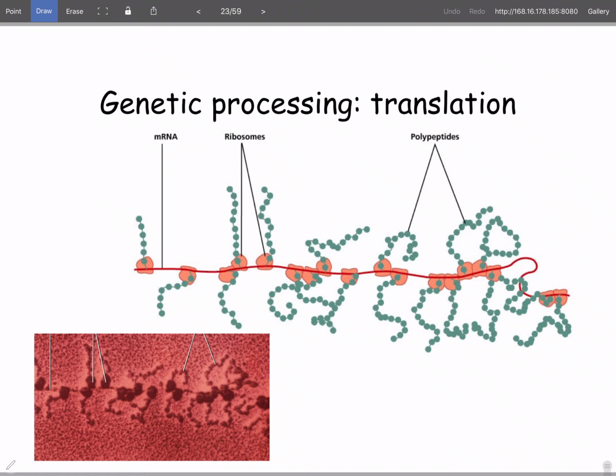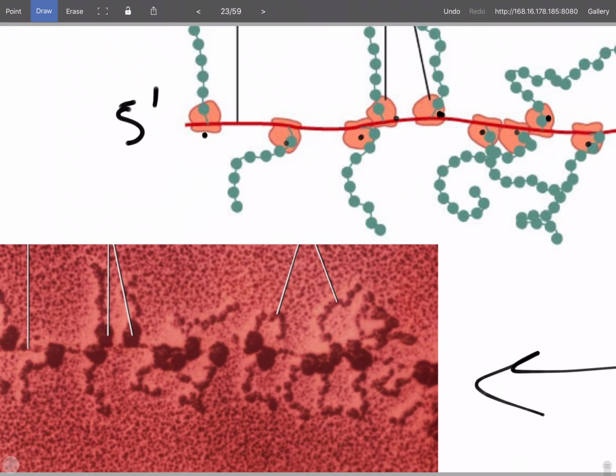And translation occurs. This is a snapshot in time, just like with RNA polymerase, where we had a snapshot in time. We call this a polyribosome, where we've got the 5' end of messenger RNA, the 3' end down here, and you see multiple ribosomes moving along this transcript once it's made, making new protein. Okay, and here's a scanning EM of the same thing. I love the scanning EM because you can actually see both subunits of the ribosomes in some of these, and you can tell which is the 5' end and the 3' end.